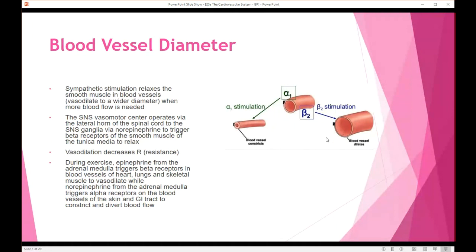The vasodilation decreases resistance. During exercise, epinephrine from the adrenal medulla triggers the beta receptors within the blood vessels of the heart, the lungs, and the skeletal muscles to vasodilate. Okay. And the norepinephrine from the adrenal medulla triggers the alpha 1 receptors in the blood vessels of the skin and the GI tract to constrict and divert blood flow.